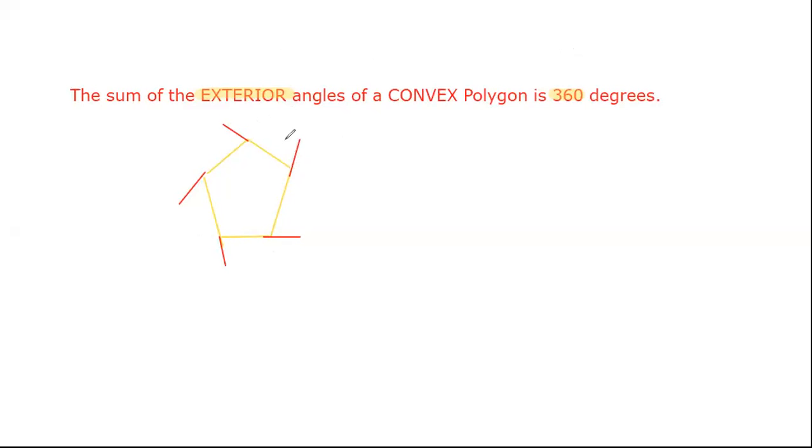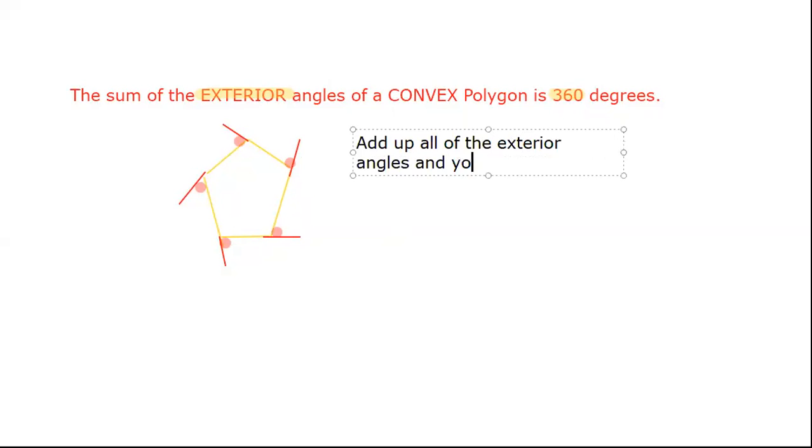Now the exterior angle, we're not looking at the straight angle. We're gonna look at the measurement of this angle, this angle, this angle, and this angle. And the rule says if I add all of those up, I get 360 degrees. Add up all of the exterior angles, and you have 360 degrees.